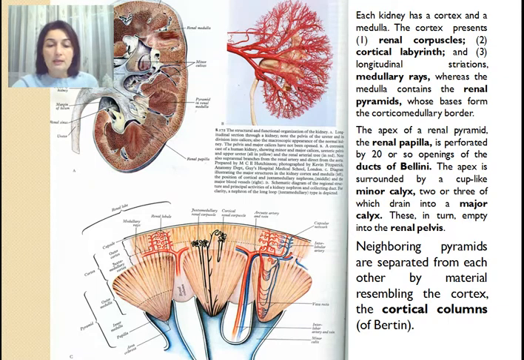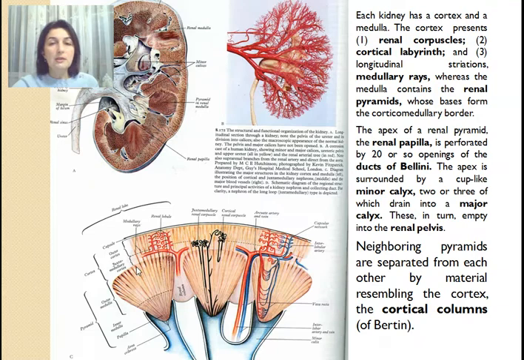So that is the general plan of the structure. Now, in this picture we can also see renal columns which separate neighboring pyramids from each other. As we know, they are the continuations of the cortex into the medulla.